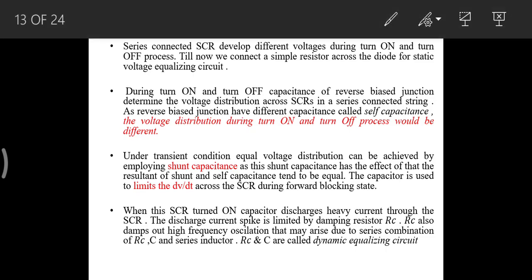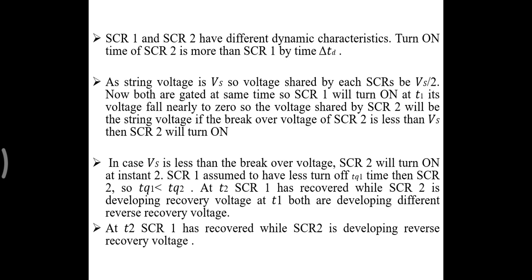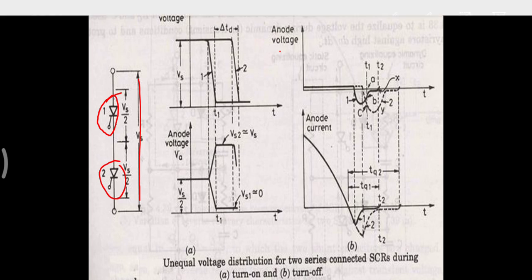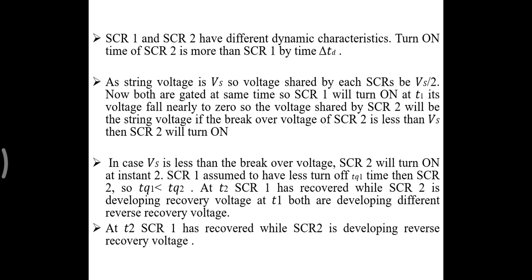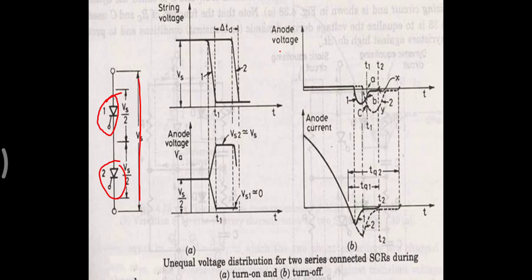So see here, the string voltage is applied across the SCRs as Vs by 2 each. Now these two SCRs, SCR1 and SCR2, are connected across the string voltage Vs, and it maintains the voltage Vs by 2, Vs by 2, and we are going to trigger both SCRs at the same time. So SCR will be turned on at T1. See here, the SCR is turned on.